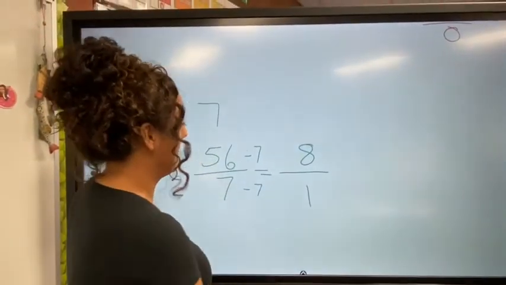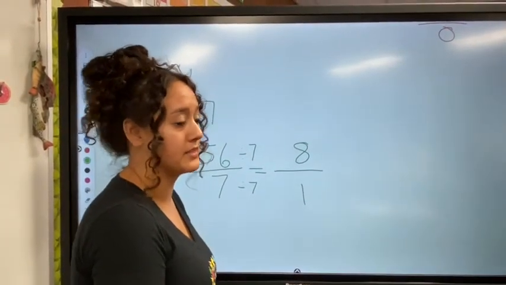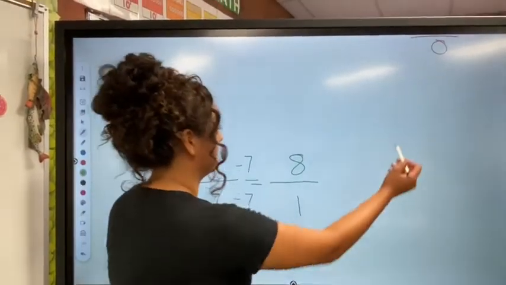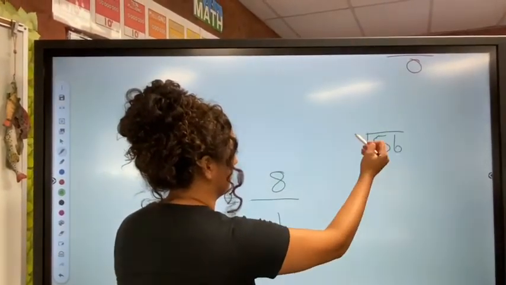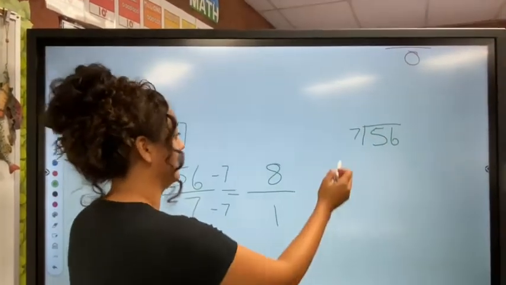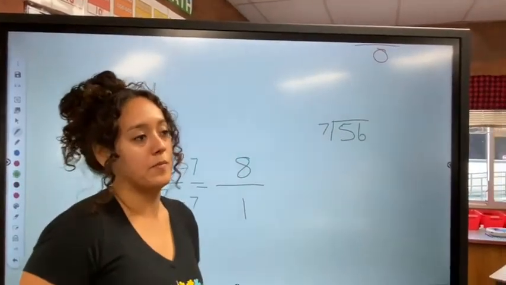And if we didn't know how to do that, we could have done the division. You would have set it up with 56 under the stage, and then you would have 7 in the crowd. And then at the end, you'd find out 8 would be the star.